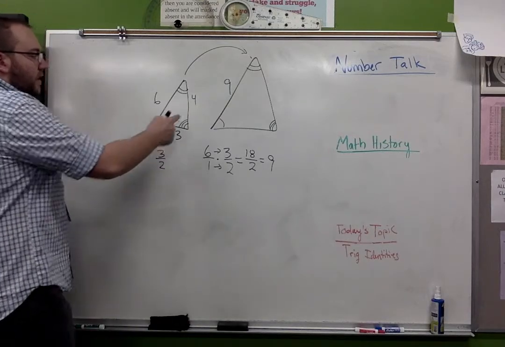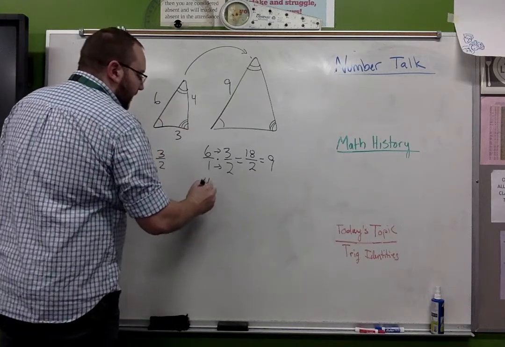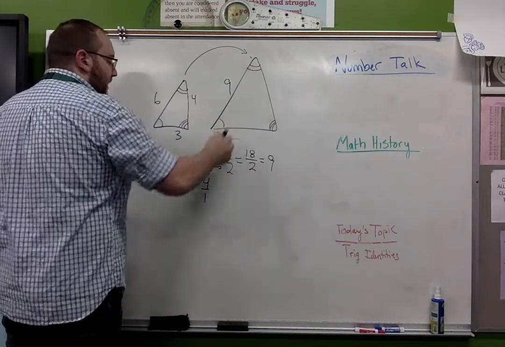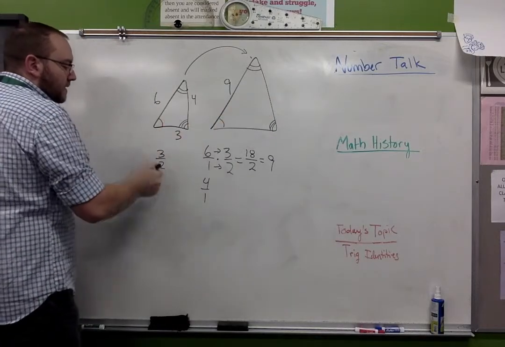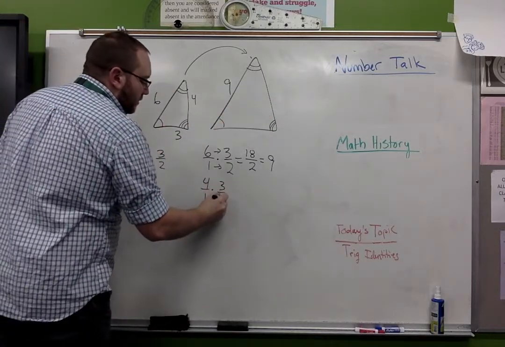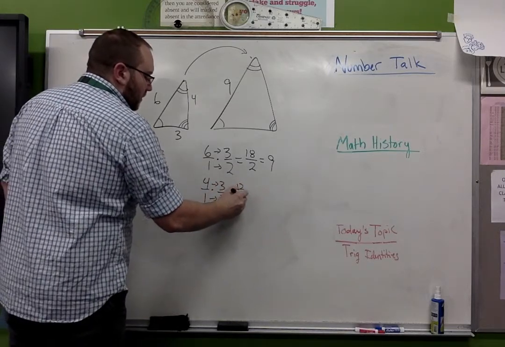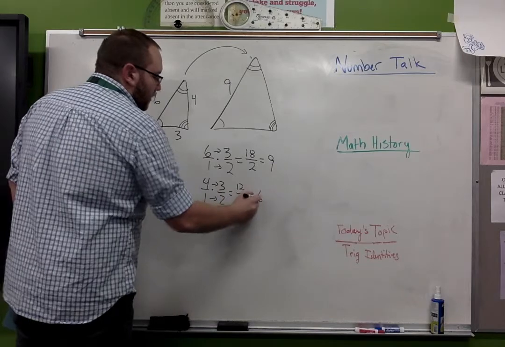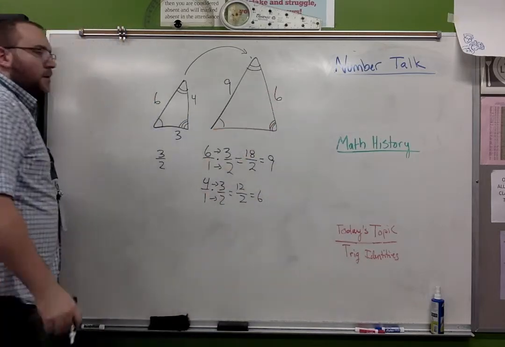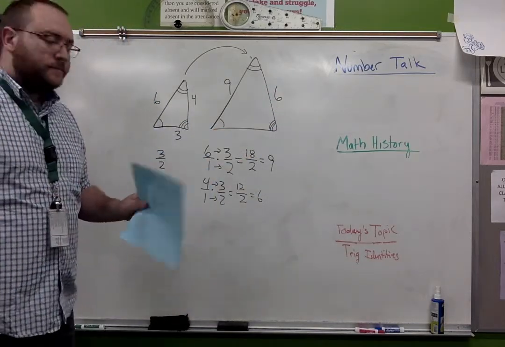All right, let's try 4. To find this side, I take this side and multiply by the scale factor, times 3 over 2. Multiply straight across. 4 times 3 is 12. 1 times 2 is 2. We get 6. And that was that side length.